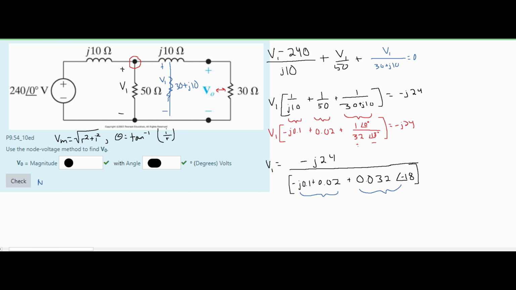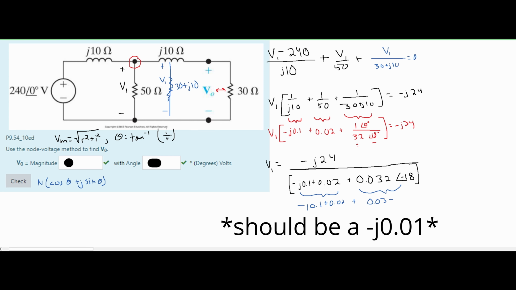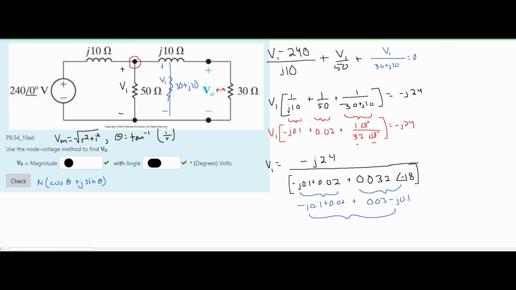To do this, we are going to have our number, parenthesis, cosine of our angle, plus j times the sine of our angle, and then a closing parenthesis. From this we are going to get 0.03 minus j times 0.1. Now we are going to combine all of these together, and we're going to get approximately 0.05, and I also made a mistake right here. This should be a 0.01. Make sure to correct that. And for our j, we're going to have a negative j times 0.11. And this is going to be our denominator now, and we can rewrite our entire expression.